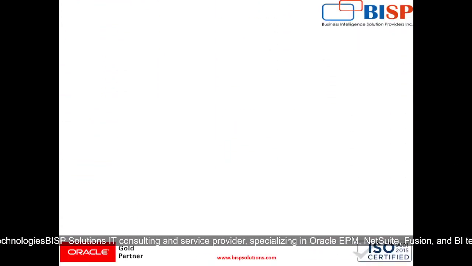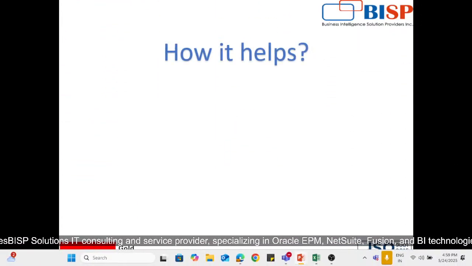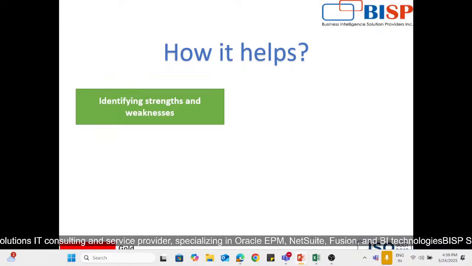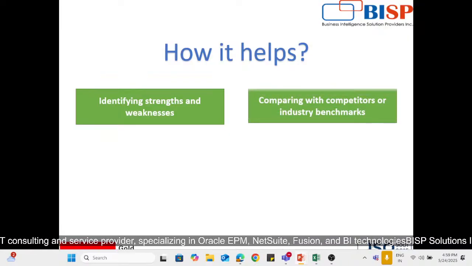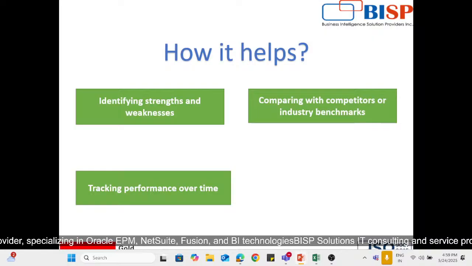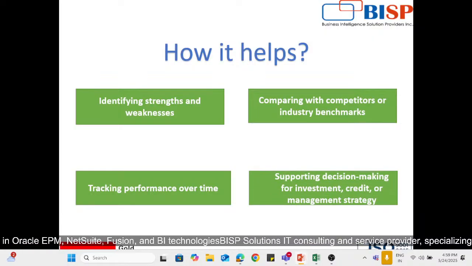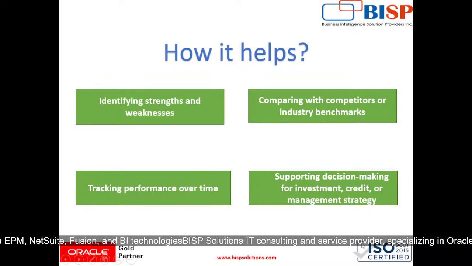Next comes how it helps us in financial modeling. It identifies strengths and weaknesses, helps in comparing with competitors or industry benchmarks, tracks performance over time, and also supports decision making for investment, credit, or management strategy. So it acts like a health checkup. Just as doctors use blood pressure or heart rate, we use financial ratios to check business health.